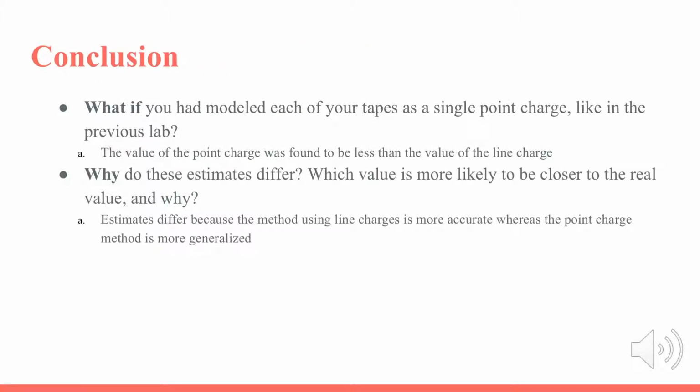If you had modeled each of your tapes as a single point charge like in the previous lab, I found that the value of the point charge was less than the value of a line charge. And I think that these differ because the method using line charges is more accurate because you have more small points to add together, whereas the point charge is more generalized, which is two points.